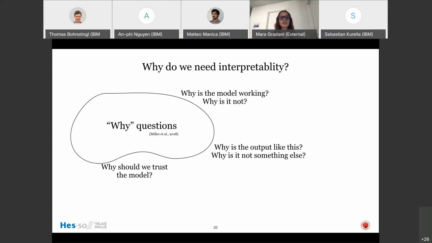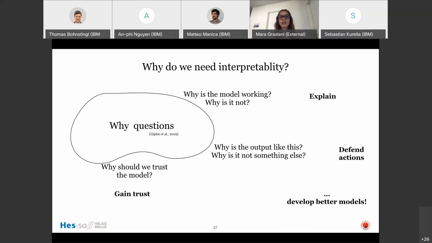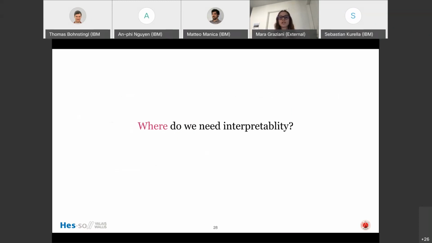So these questions lead us to a need for explaining deep learning actions. So saying, okay, I did this rather than that because, and also gaining maybe a bit of trust and pushing us to develop better models. So yeah, we can conclude that interpretability is a desirable feature that we would like to have. Important is to specify where it is needed, because we don't need it in all of our pipelines for sure.